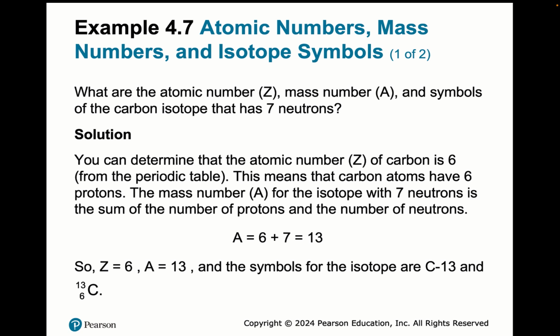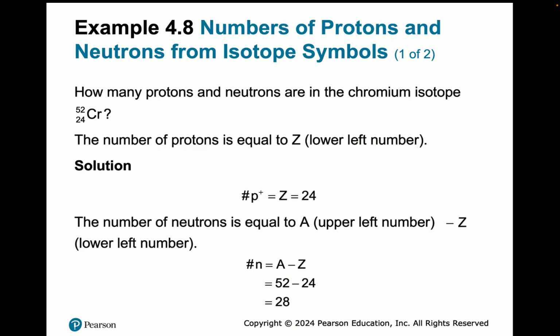Let's look at this. What are the atomic number Z, mass number A, and symbol for a carbon isotope that has 7 neutrons? Carbon has 6 protons, so that's Z, and that's the carbon on the periodic table. The mass number A is the number of protons plus the number of neutrons, and that's 13. So that would be carbon-13. You can symbolize it as carbon-13 or as carbon 13-6.